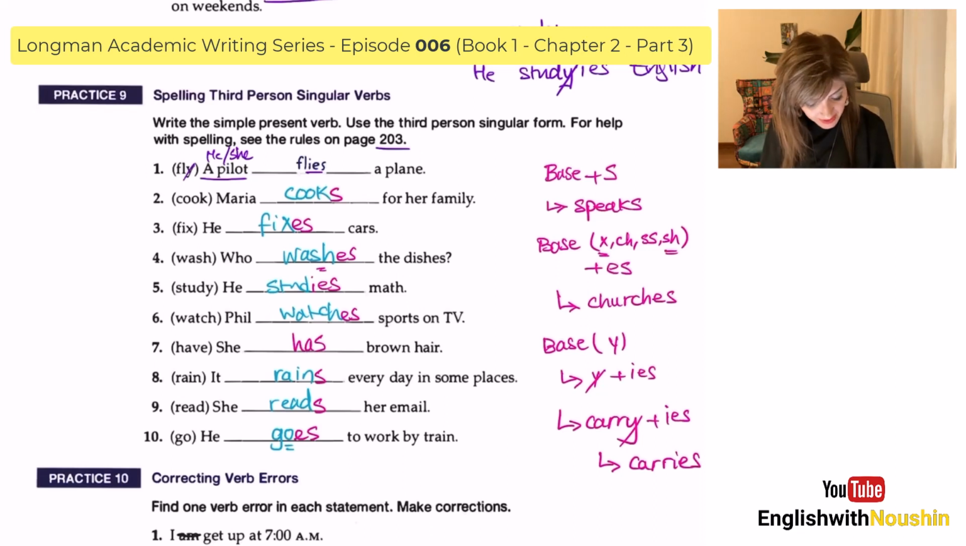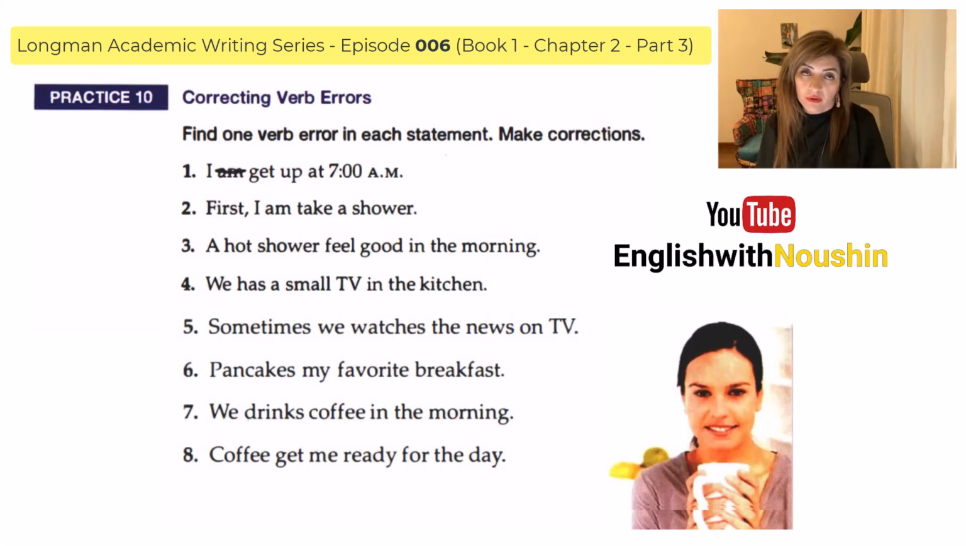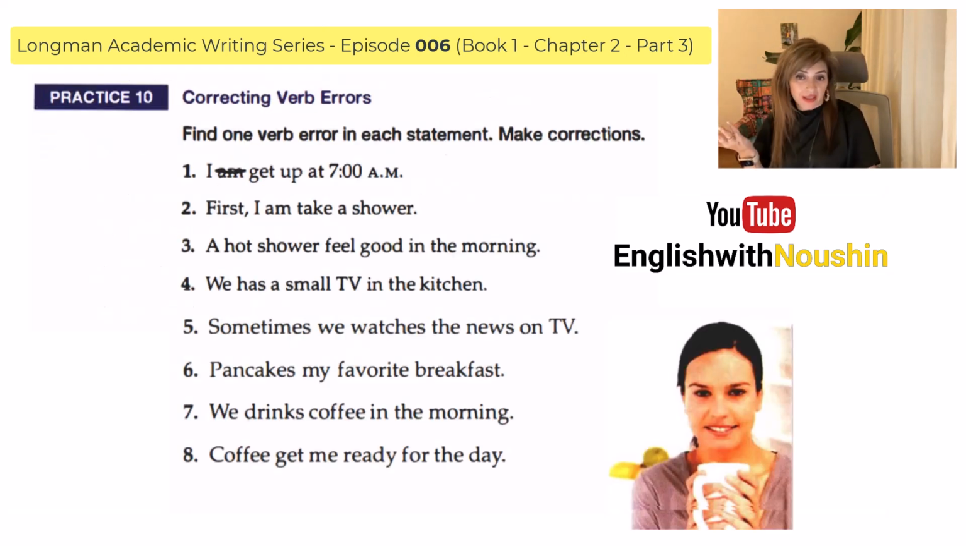Last part, practice number 10. It says correcting verb errors. In a sentence, you've got a verb that is wrong. Correct it. How many sentences? 8. 2 minutes? Let's look at one example, though. For example, number 1. I am get up at 7 a.m. You don't need 2 verbs. Just one. So I get up, and it doesn't need an S because it's I.